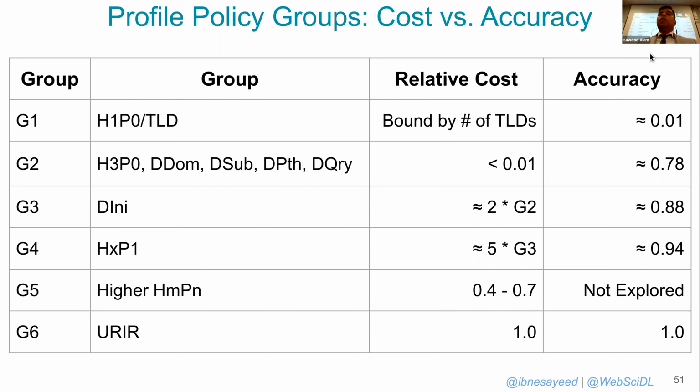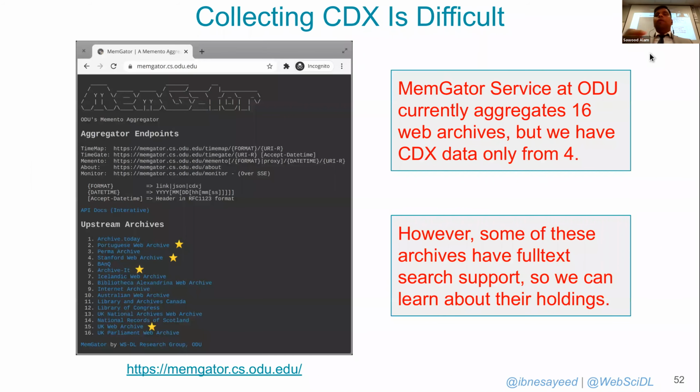The problem is freshness suffers badly. It's very difficult to keep in sync. So far what we have learned is based on the complete knowledge of the archive. And complete knowledge means we need to have access to their CDX files.